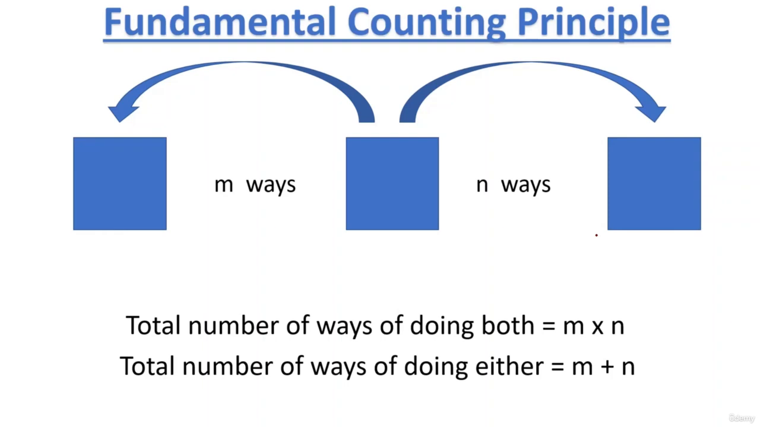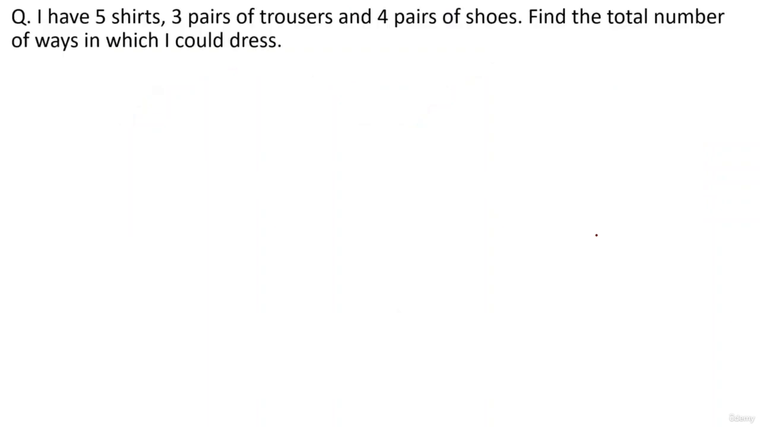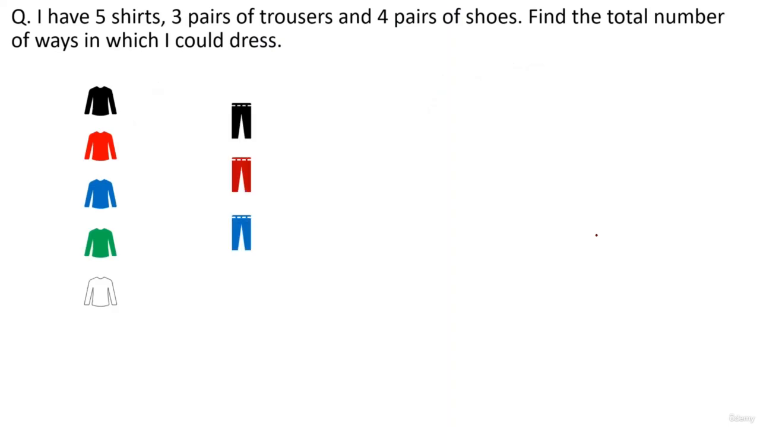The fundamental principle of counting. I have 5 shirts, 3 pairs of trousers, and 4 pairs of shoes. Find the number of ways in which I could dress. Very simple question. 5 shirts का option है, 3 pairs का option है, and 4 shoes का option है. For every shirt you select, you have further 3 options for the trousers, and further 4 options for the shoes. So 5 shirts के लिए क्या हो जाएगा? 5 into 3 into 4. The answer is 60. So you can dress in 60 ways.